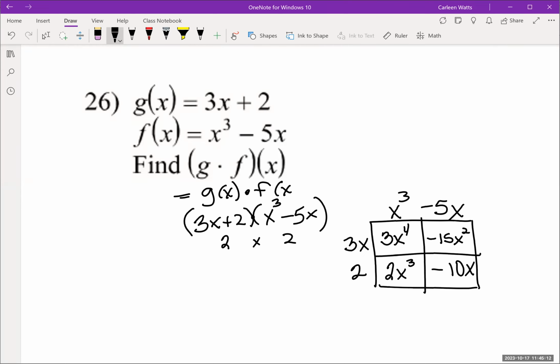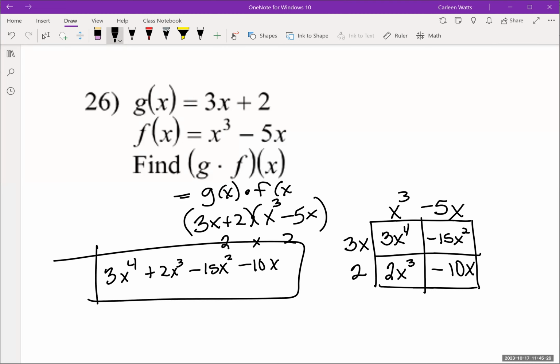Do I have any like terms? No. 3X to the 4th, I'm going to put them in order, plus 2X cubed minus 15X squared minus 10X. We are done.